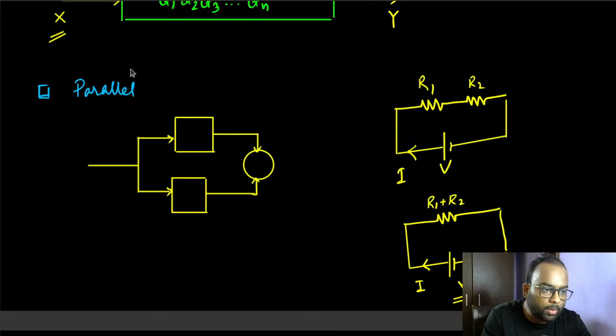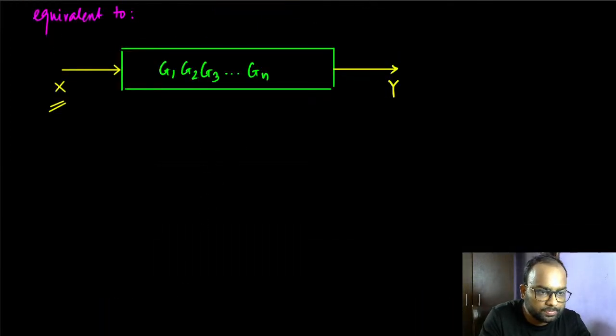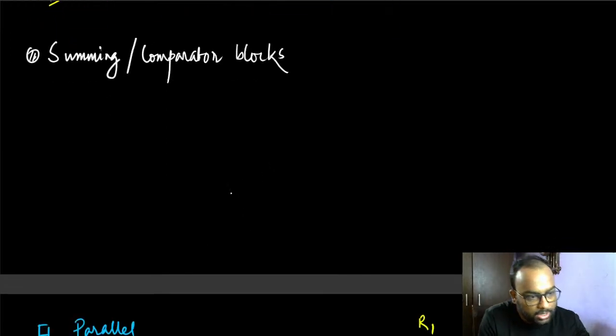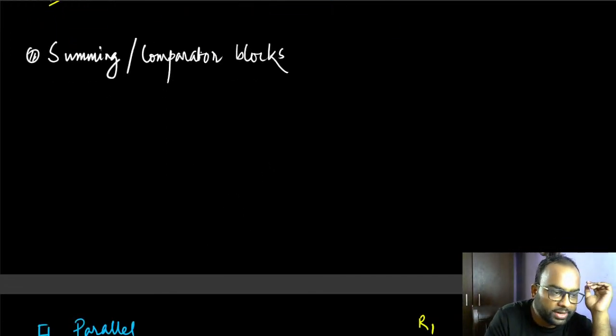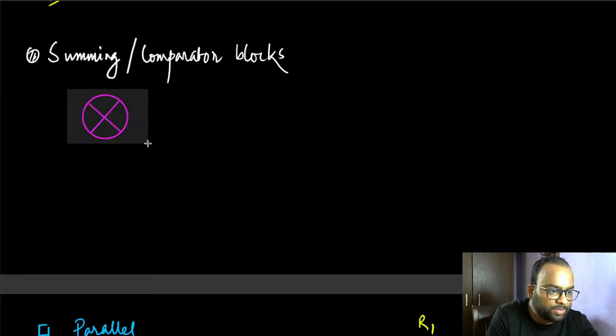But before I talk about these, let's talk about the different summing blocks, the summing and comparator blocks. Some additional blocks are there in block diagram algebra, and here they are. They are represented with circles with a cross symbol, an X symbol, in them. So these are the different types of summing blocks.